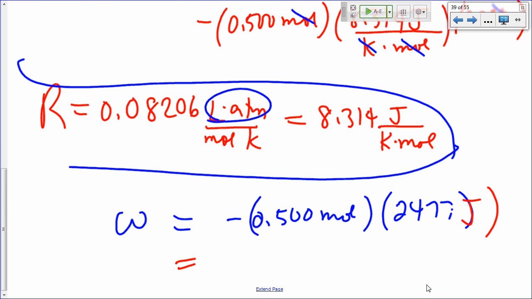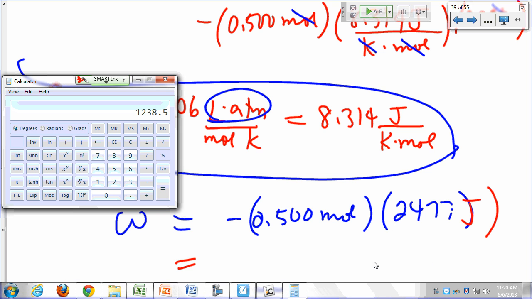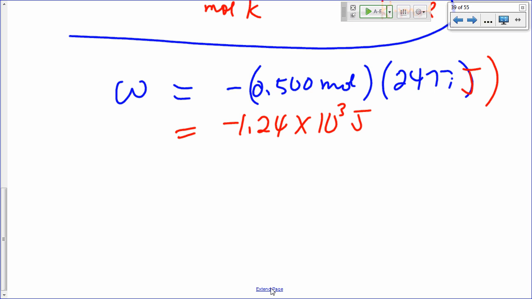So work would be half of that. So 2477 times 0.5 gives you 1,238. So 1.24 times 10 to the third joules. Okay, or negative 1.24 kilojoules. So that's the amount of work. You can see that's not negligible compared to the previous numbers that we've been dealing with.